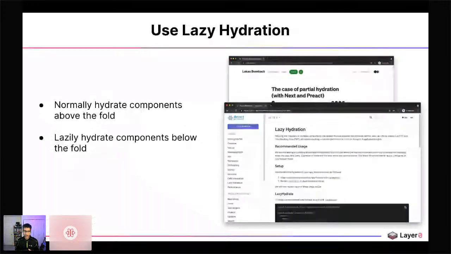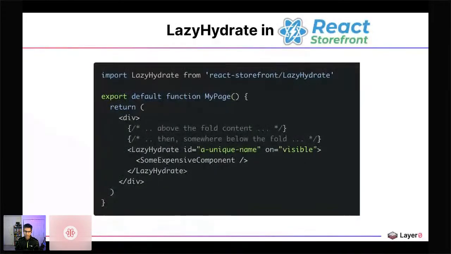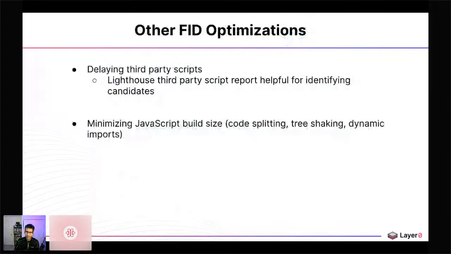So the solution here is to only hydrate those components above the fold, or maybe not hydrate, or lazy load, components below the fold when they become visible or later on during the process. There isn't really a canonical way to do this, but you can find a lot of blog posts and tutorials and some modules for it. We actually built this into React Storefront. There's a LazyHydrate component. It's open source. You can go see how it's implemented. Basically, you wrap some expensive to render component inside a LazyHydrate component, and you give it a prop with whichever algorithm you want to use to hydrate. In this case, when it becomes visible.